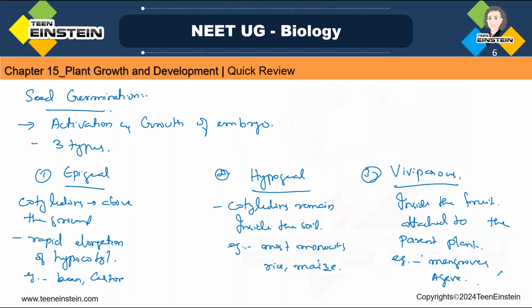So here you need to learn what seed germination is, the three types of seed germination, what happens in epigeal, in hypogeal, and in viviparous seed germination, and examples for each one. That way you will get the answer for 6 previous year questions. Examples are also very important and repeatedly came for 4 years.